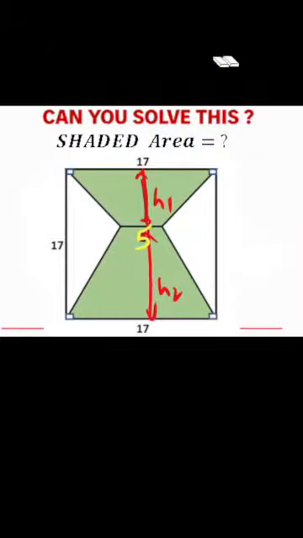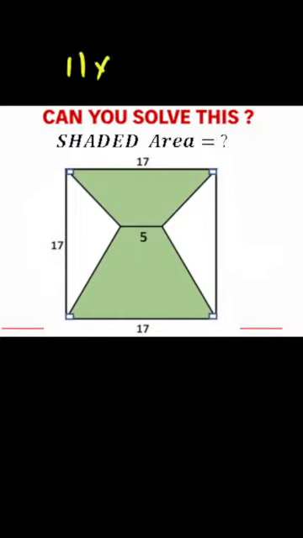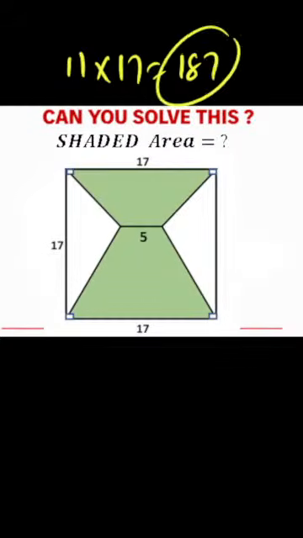Take the 11 as common. So it's going to be 11 into (h1 plus h2). h1 plus h2 is nothing but 17. Substitute it here. So 11 into 17 is going to be what? It's going to be 187 only. 187 is the right answer.